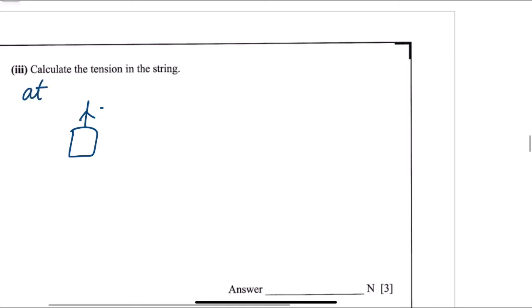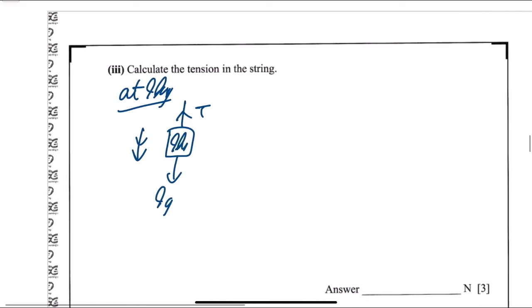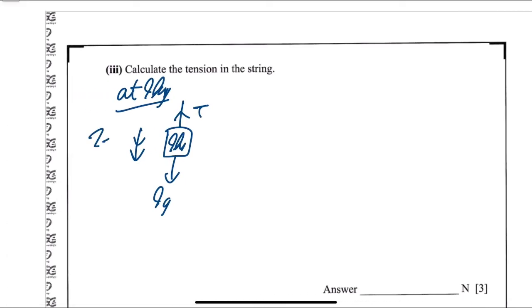Say, first of all, at the 9 kilograms, you had your T going up. It was 9 kilograms. You had 9g going down. It was accelerating downwards, and we worked that out as 2.4, was it? Yep, 2.4 meters per second squared.